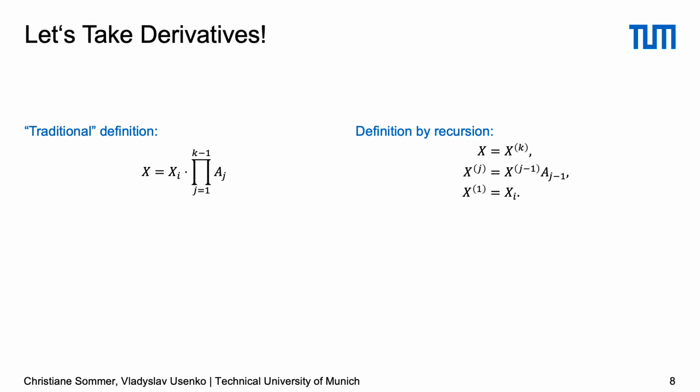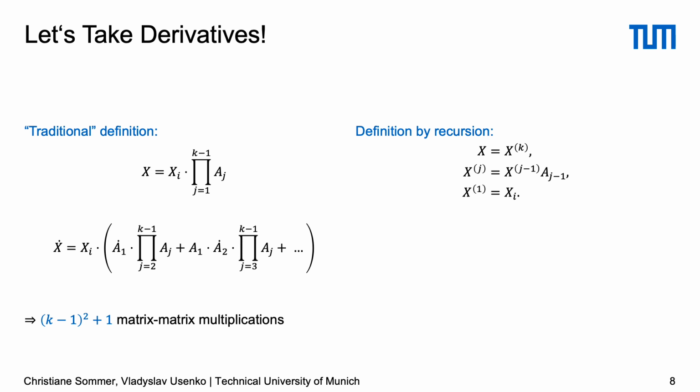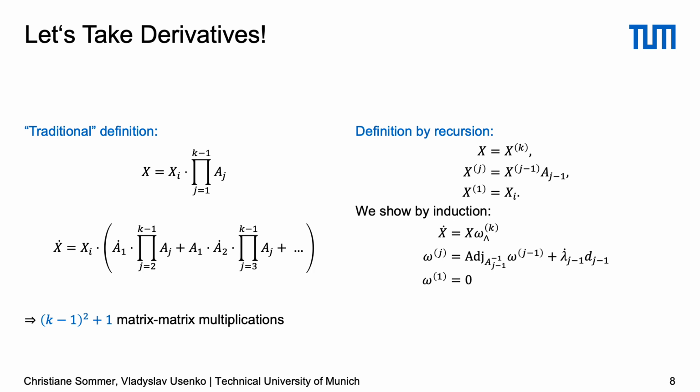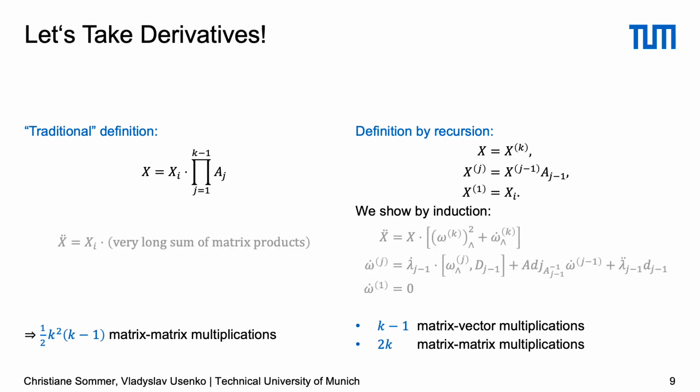We denote derivatives with respect to u by a dot. In the traditional or baseline formulation, we get a sum of k-1 terms where each of them is a product of k matrices. For the recursive definition, we show by induction that even the time derivative can be defined recursively, needing considerably fewer matrix multiplications. For second time derivatives, analogous reasoning leads to similar conclusions, with an even larger gain in the number of matrix operations needed.